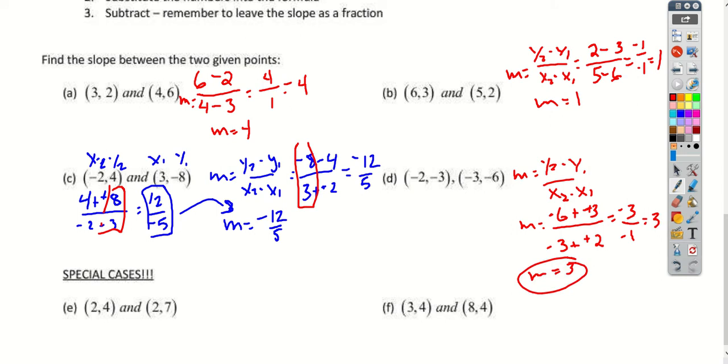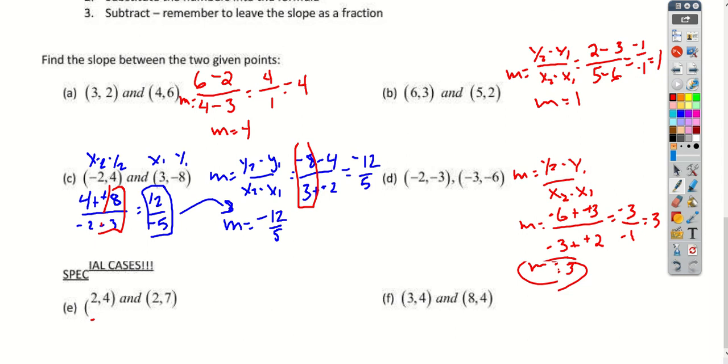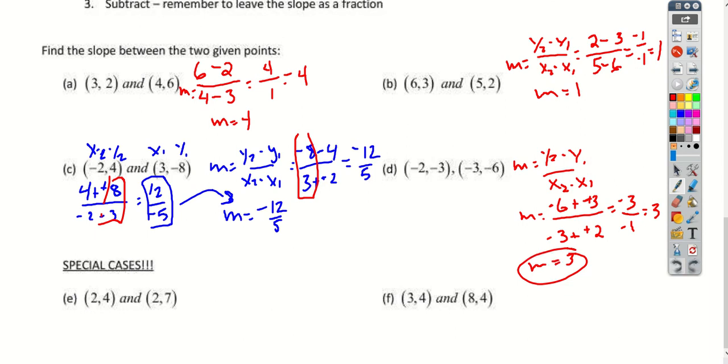Okay, so these two special cases are because we have two of the coordinates the same. So here we have the x's the same. Here the x's are the same, and here the y values are the same. So if the x's are the same, when we do our slope, we're going to do y2 minus y1 over x2 minus x1. So we're going to do 7 minus 4 over 2 minus 2.